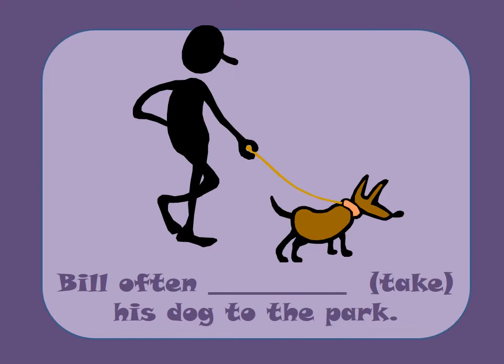This picture. Bill often take his dog to the park. Often here means from time to time. It's like a habit. So I'm going to put the verb in the present simple. So Bill, as we said, with the third person, he or she or it, I add s or es. So take is going to be, yes, very good, takes his dog to the park.